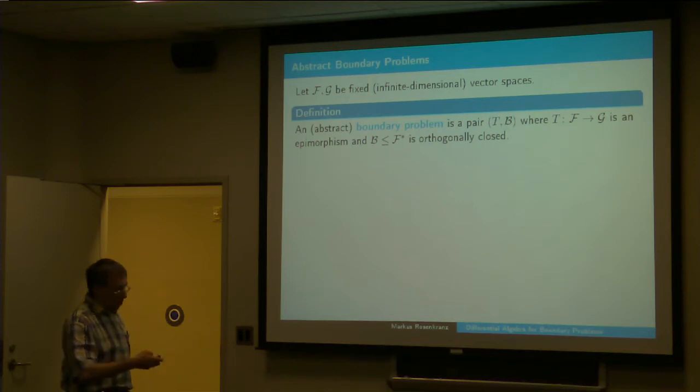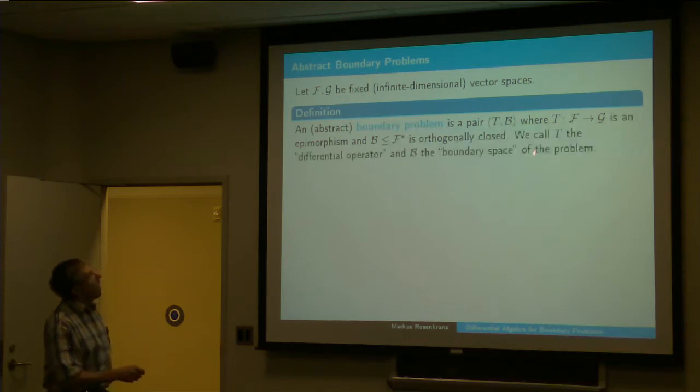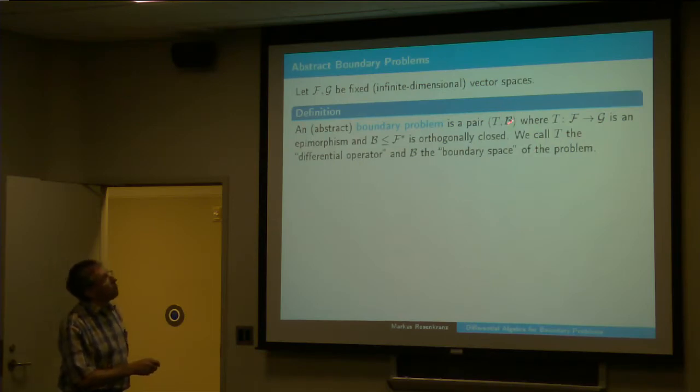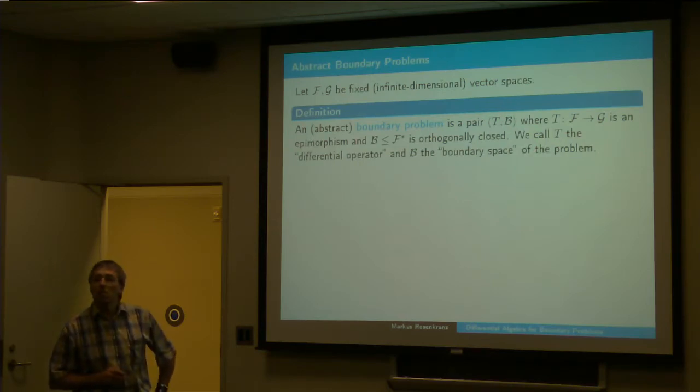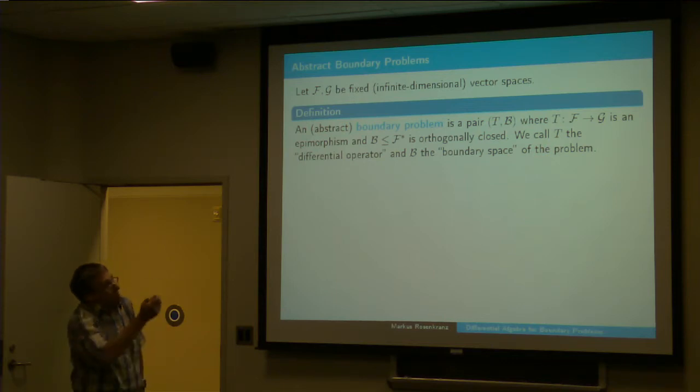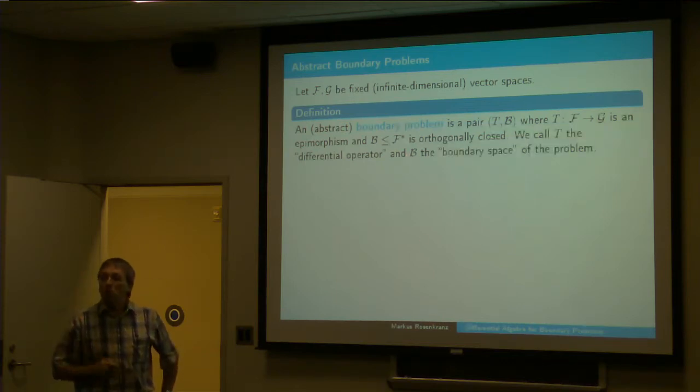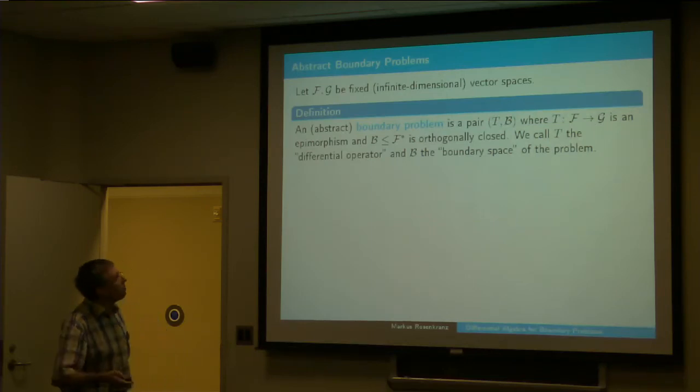And this orthogonal closure, that's just a little technicality that is needed. Even in the abstract setting, I will just refer to the T as a differential operator, even though it's just a linear map. And I will refer to the B as the boundary space of the problem, because in the applications, it will be the space spanned by the boundary conditions.